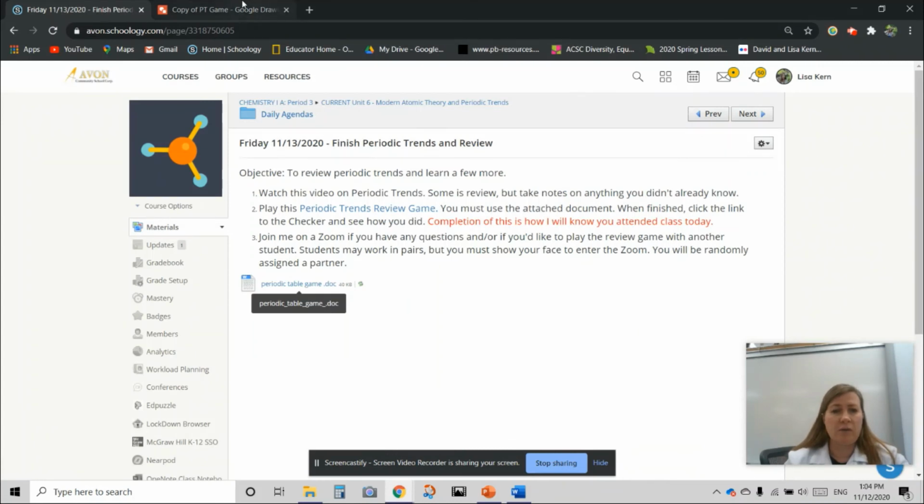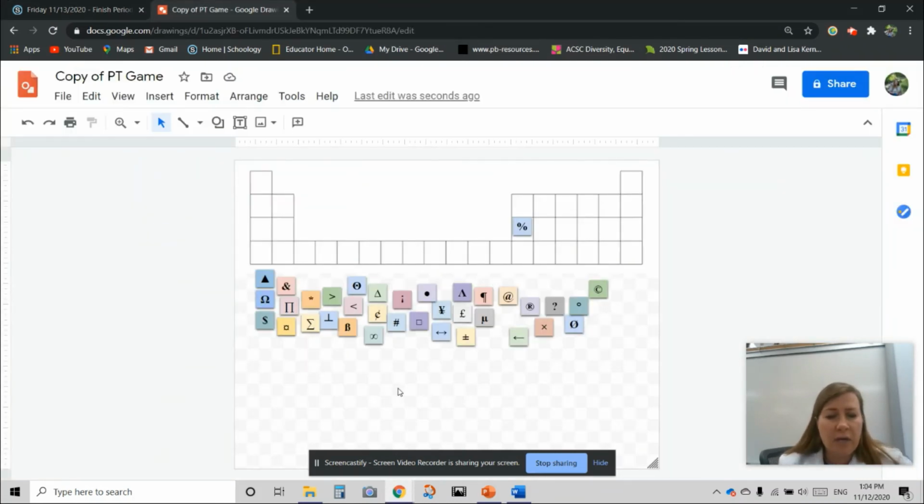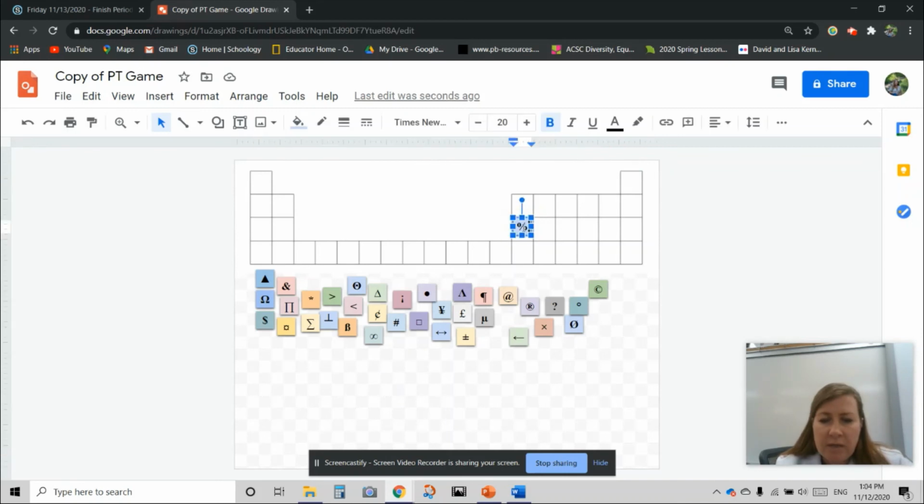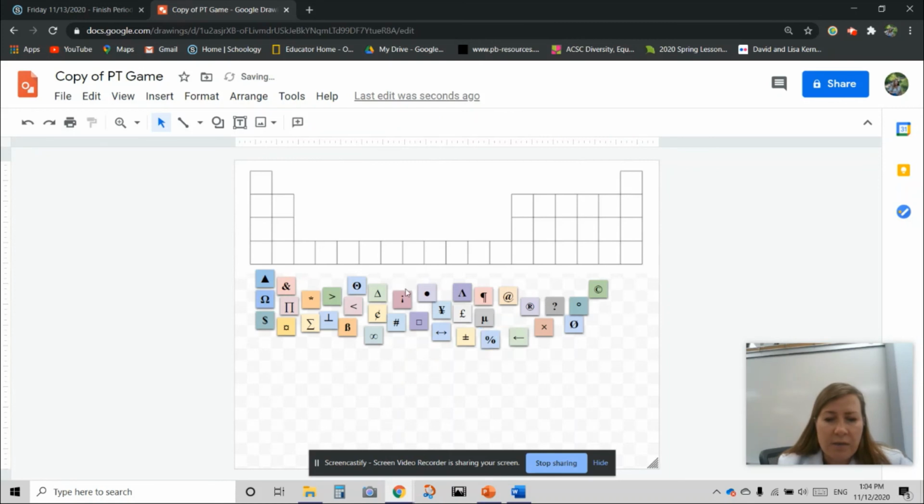So when we go back to this guy, we're going to find our upside down exclamation point, which is not this one. I'm going to get rid of it. Oops. Back where it was. And there's our upside down exclamation point. A little trick I'll give you is you have to click on the outside edge and then use your arrow keys to move these. That'll make it a little easier. So that one belongs right there because it's the largest of the halogens.